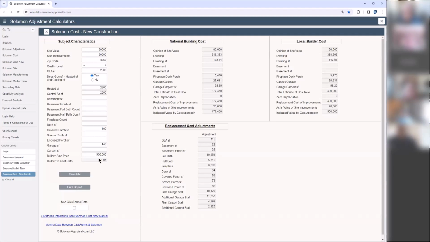But the difference between 500 and 477, that $23,000, is the same difference between 346 and 369. So there's the dwelling per foot, the fireplace, all these other things I left the same. But now you can see the cost approach has a value of 500, which is what the market should be. And we get zero depreciation by increasing the dwelling cost.